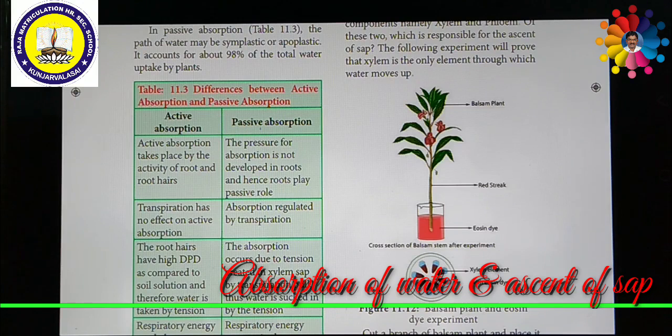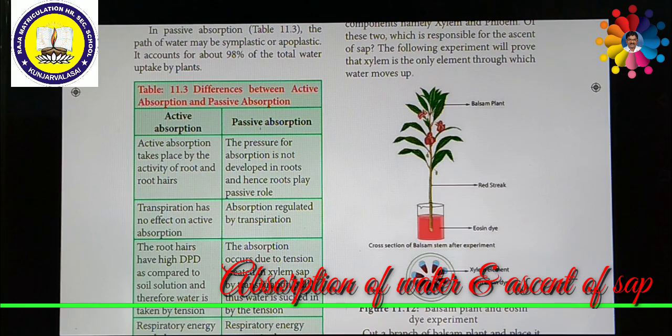Ascent of sap continues even in the absence of root. So look at the picture. It is a balsam plant. There is no root, but even the ascent of sap takes place. That means ascent of sap continues even in the absence of root. Then how can you say that root pressure helps or stimulates the ascent of sap?